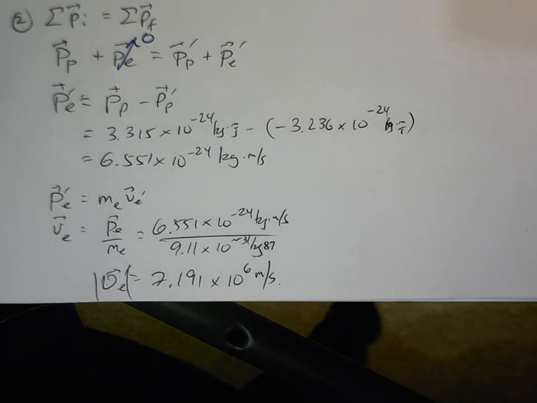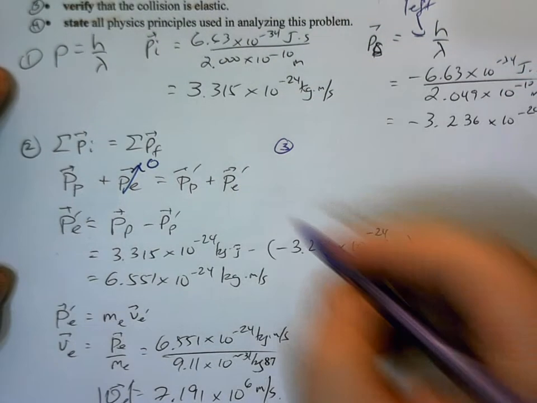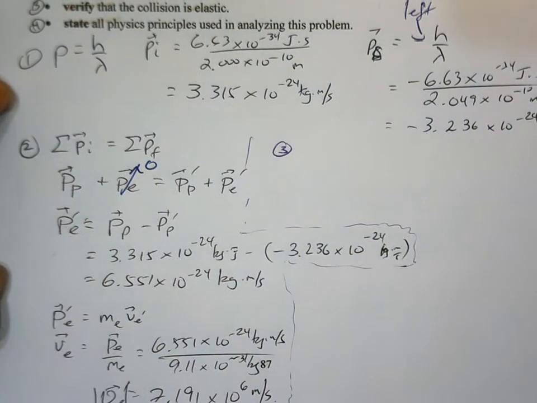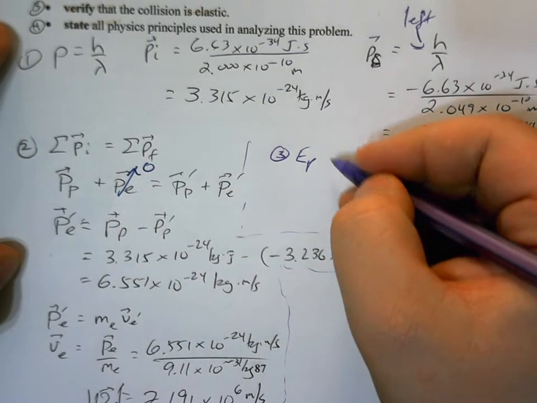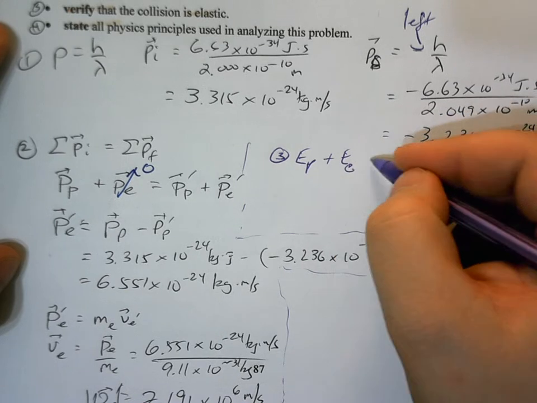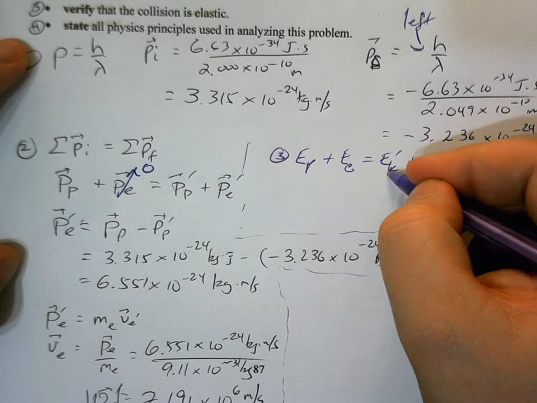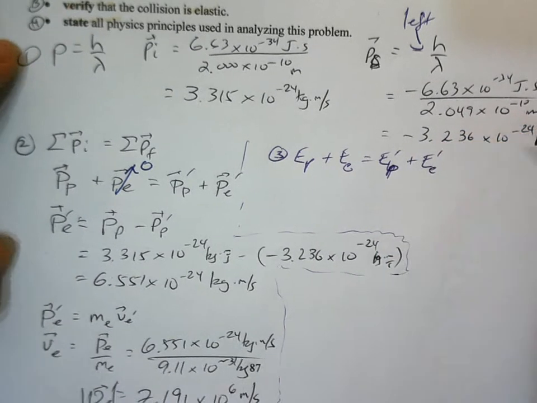That was a lot of work, and we're still not even done. We still have a part 3 and a part 4. So part 3 has asked us to verify that the collision's elastic. When we talk about collisions being elastic, we're looking at the energy before and after the collision. So the energy of the photon before the collision plus the energy of the electron before the collision, and then we're looking at these energies after the collision. So E photon and then E electron after the collision.